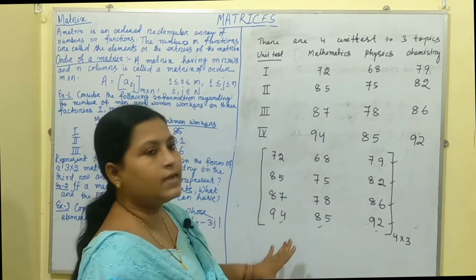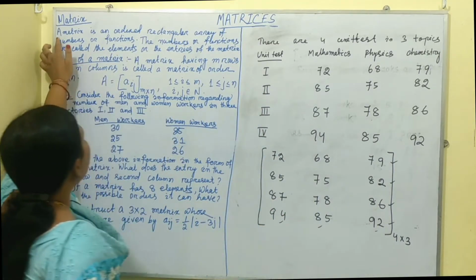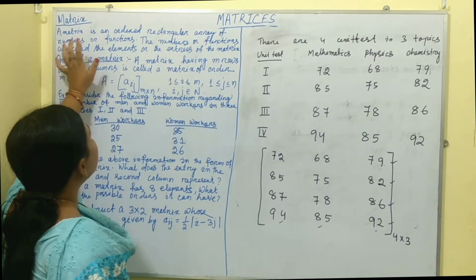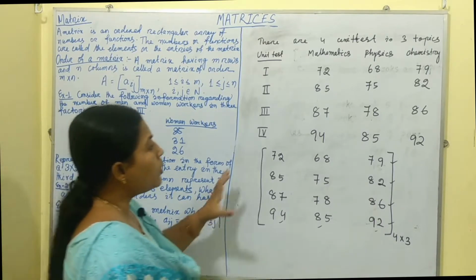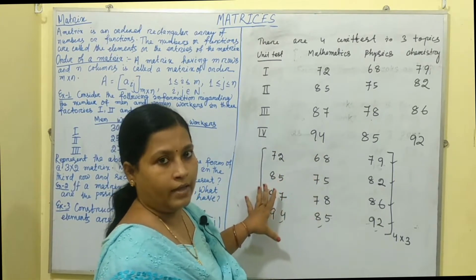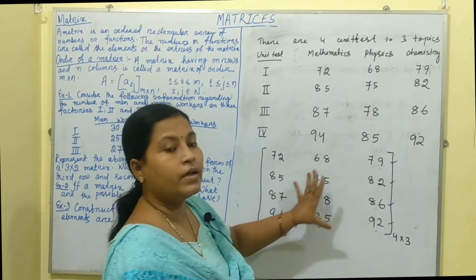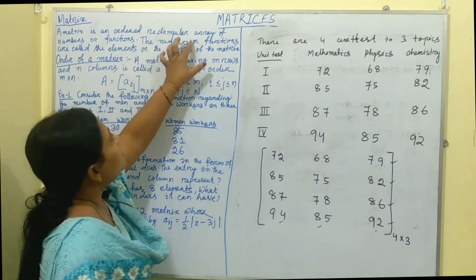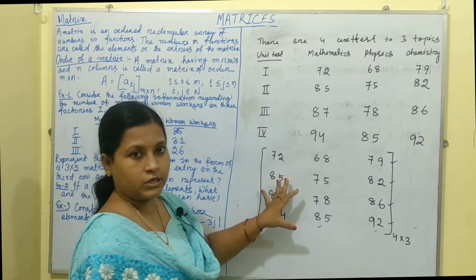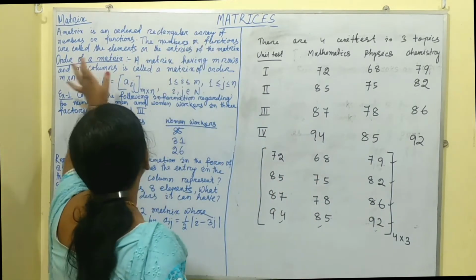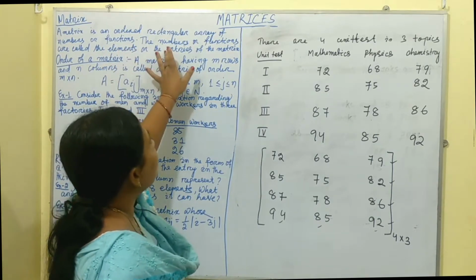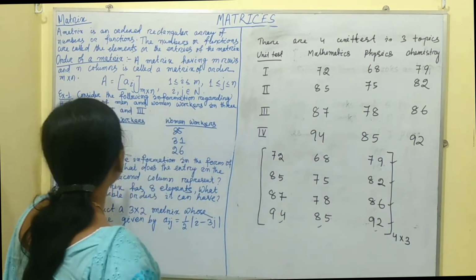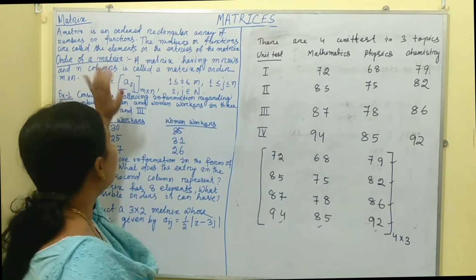From this example, we conclude that a matrix is an ordered rectangular array of numbers or functions. So this is a rectangular array and this is called a matrix. These numbers or functions are called elements or entries of the particular matrix. Okay, got it? Now come to the point, order of matrix.